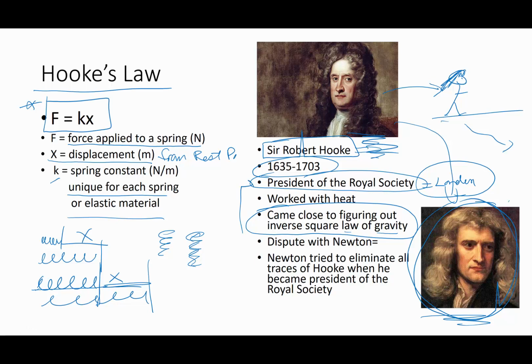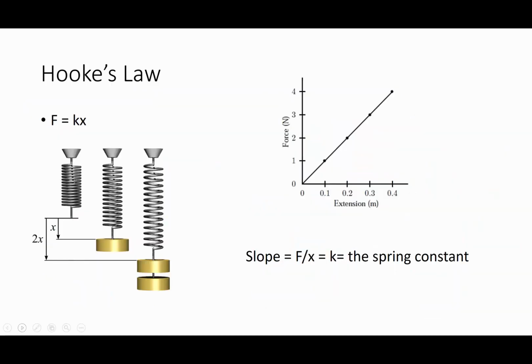Now, when Newton became president of the Royal Society, he did his darndest to eliminate all traces of Sir Robert Hooke from the writings and the paintings on the wall and anything that contained Hooke. So what this proves is it doesn't matter how big a genius you are, you can still be petty, which is one of the biggest rivalries ever recorded in science.